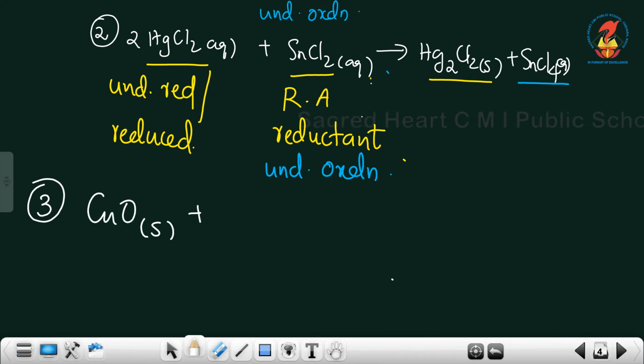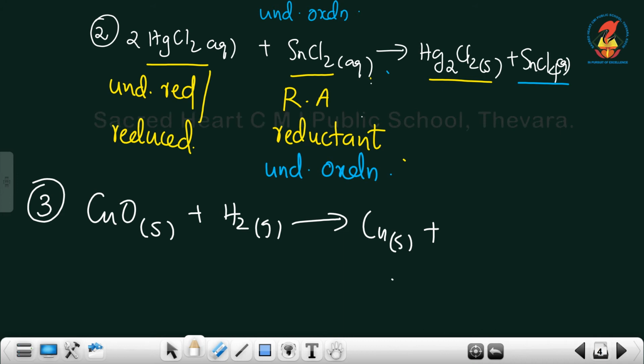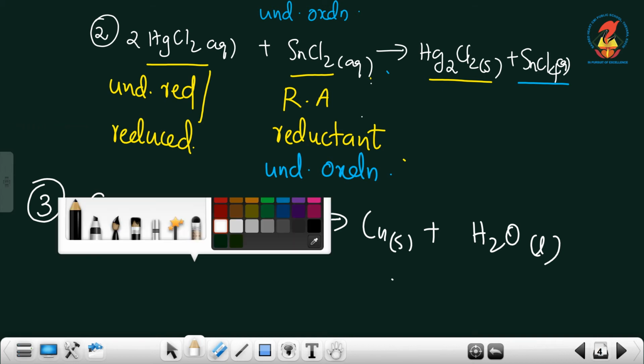CuO solid plus H2 gas giving Cu solid plus H2O liquid. In the next equation, look at the left hand side and the right hand side, that means reactant side and product side, and observe what is happening to each reactant in this equation.